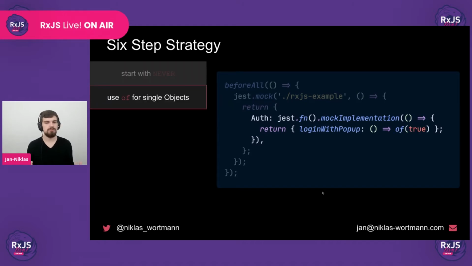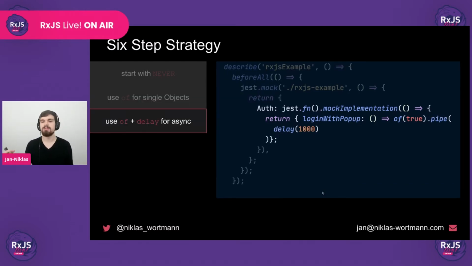Next step is using of with a single object. With using of, I have a synchronous observable that emits some constant value. Having something like that in place helps me creating expectations and stuff like that. So this is the most common, most basic usage, how you can mock an observable with a static value.